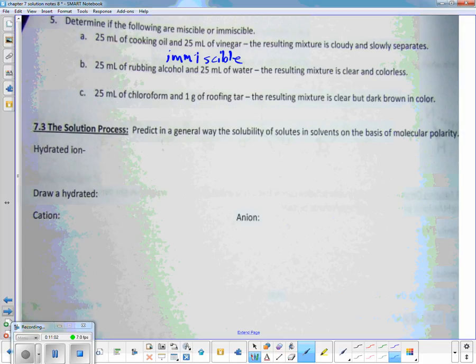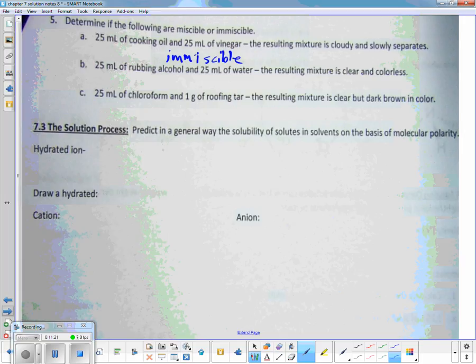Okay, next one. 25 milliliters of rubbing alcohol, 25 milliliters of water. The resulting mixture is clear and colorless. Miscible. How would you know if they're separated when they're both clear? When you have two clear substances, if they don't mix, they'll actually make a line, and you'll be able to see that.